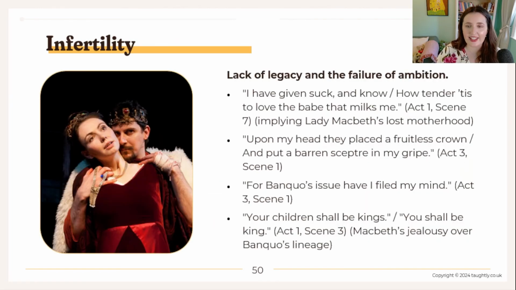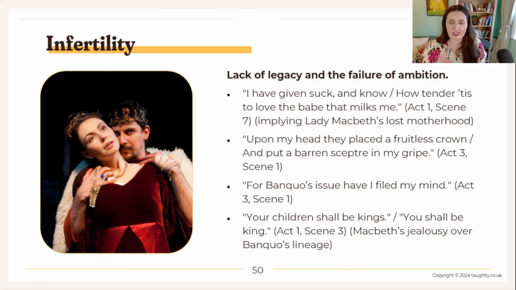The final motif then is that of infertility, which means that you aren't able to have a child. So infertility within the play, remembering that Macbeth and Lady Macbeth don't have a child, represents a lack of legacy, that you're not going to have this future reputation because you haven't got any children to carry on your name. And also, therefore, the failure of Macbeth's ambition. It doesn't matter what he does. It doesn't matter that he'll be king, because ultimately he will die, and then that line of succession will not stay within the Macbeth family. It can't. He hasn't got a son. He hasn't got a daughter.